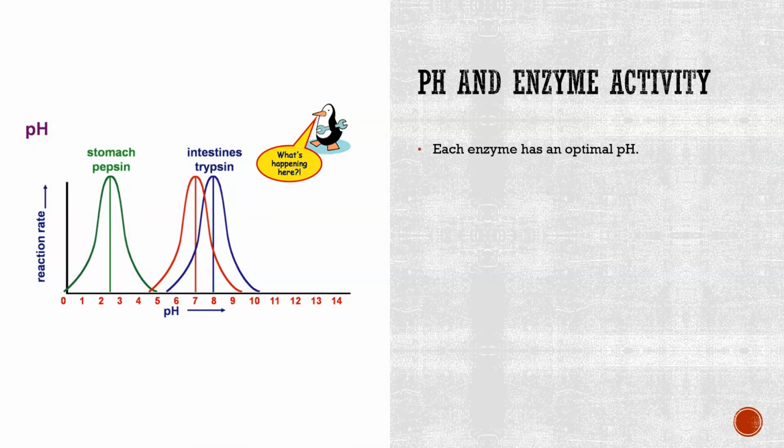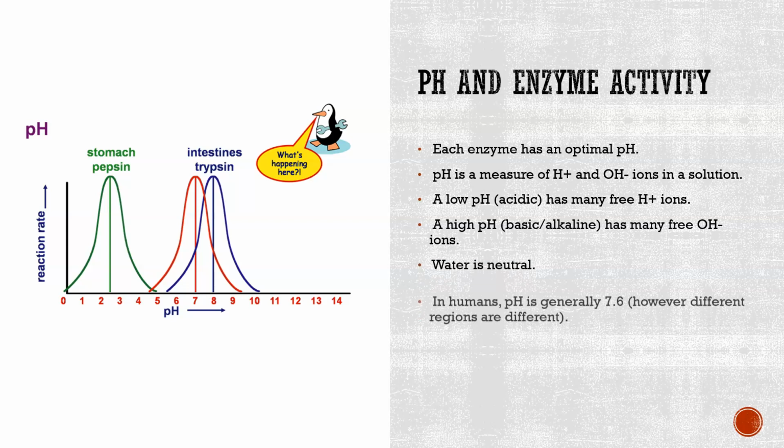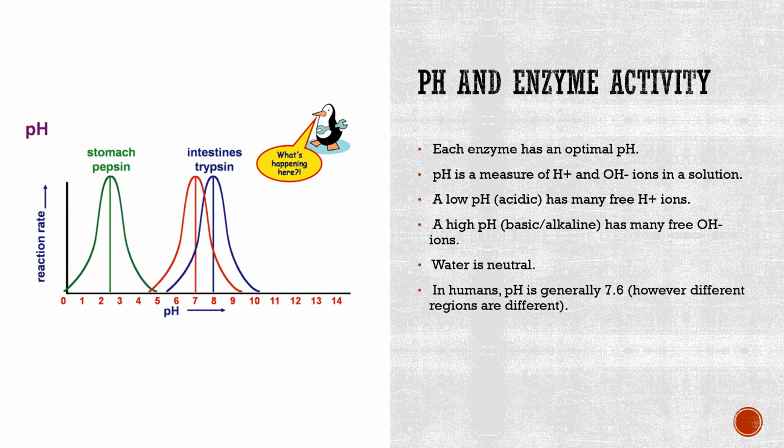Okay, pH and enzyme activity. Each enzyme has an optimal pH, and that is specific to the enzyme. So pH is a measure of the hydrogen and hydroxide ions in the solution. A low pH, we call acidic, has many free hydrogen ions, whereas a high pH, which we call basic or alkaline, has many free hydroxide ions. Water is neutral, so around pH 7.